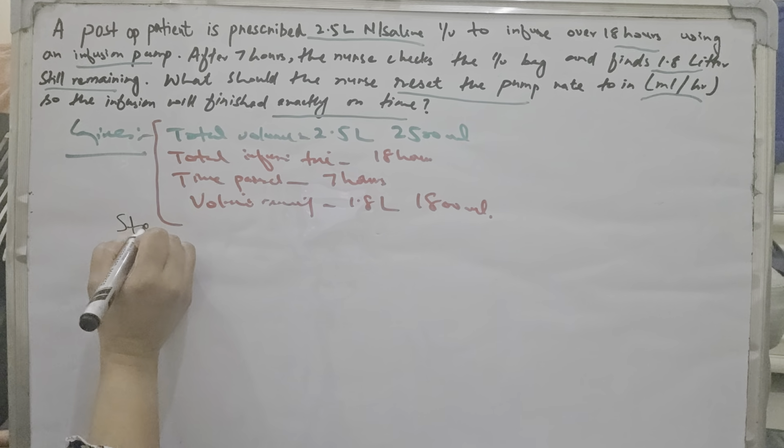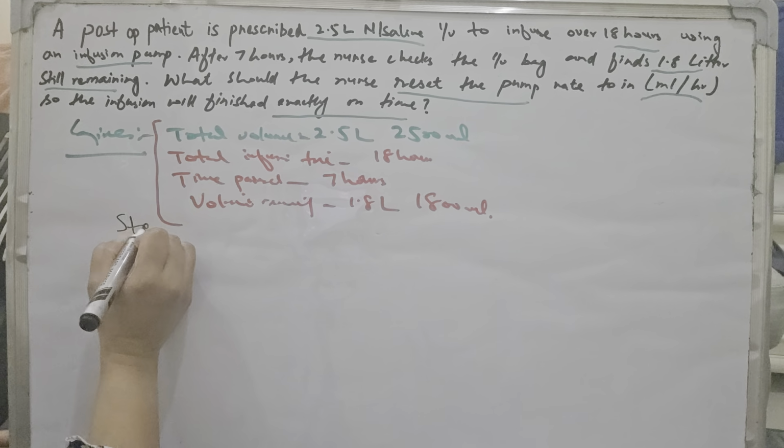So step 1 is the total volume, the given value, and how much volume has already infused. Step number 2 is to calculate the remaining time. So the remaining time is 11 hours.